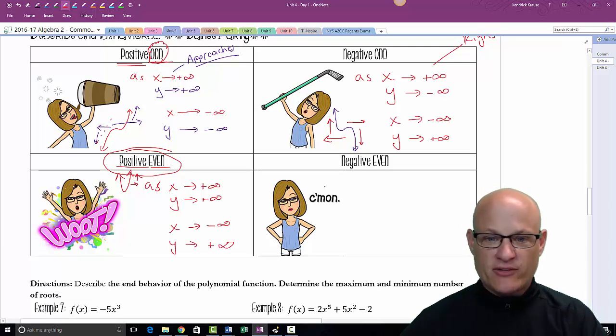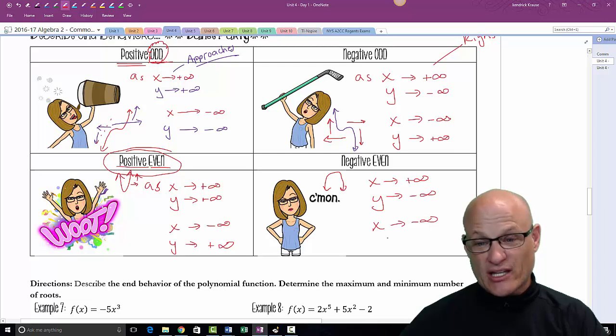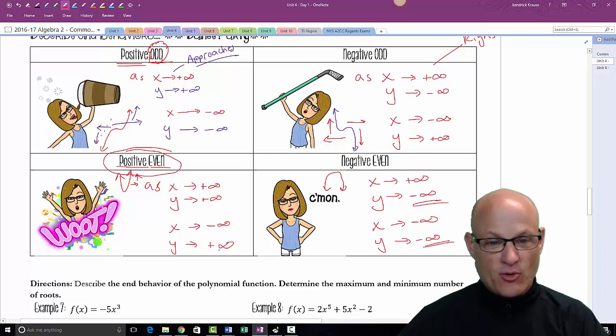So on this next one, it's just a parabola going down. So as x approaches positive infinity, y is going down. So y approaches negative infinity. As x approaches negative infinity, so as x goes to the left, y is still going down. So no matter what, both y's are going down when it's negative, and both y's are going up when it's positive.